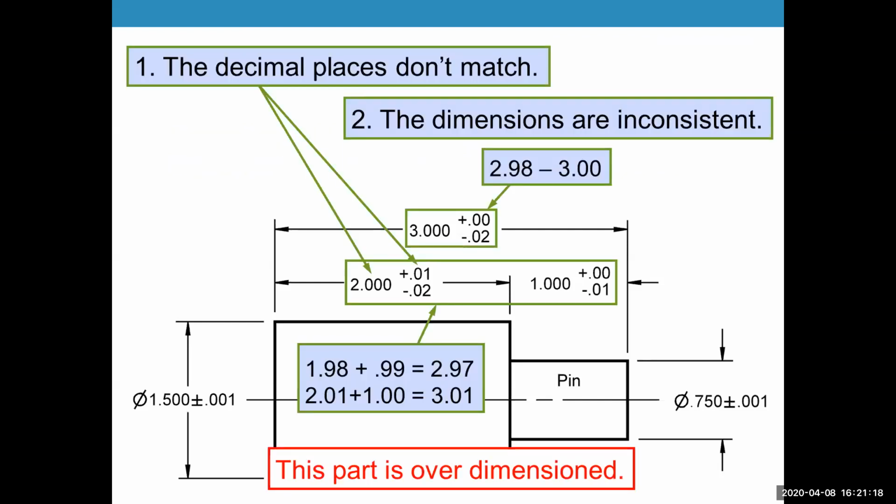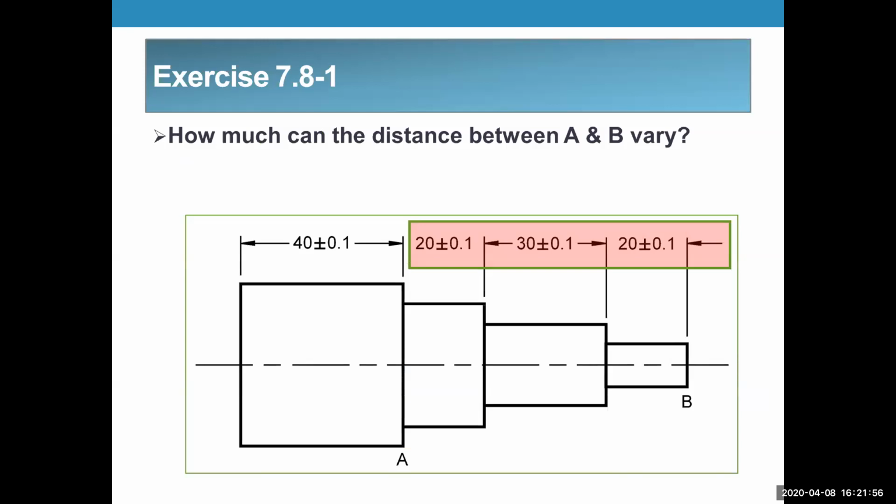So to substantiate what I'm saying, this is what the correct answer slide says. So we've got these two dimensions added together are going to give us anything anywhere from 297 to 301, but this tolerance gives us 298 to 3. So they're inconsistent, and the decimal places don't match, which we already covered that. So that was the issue.